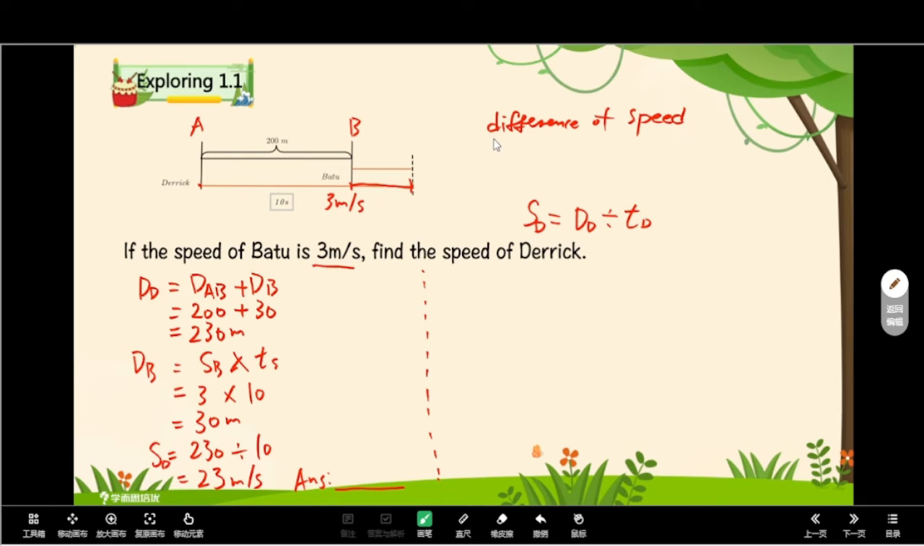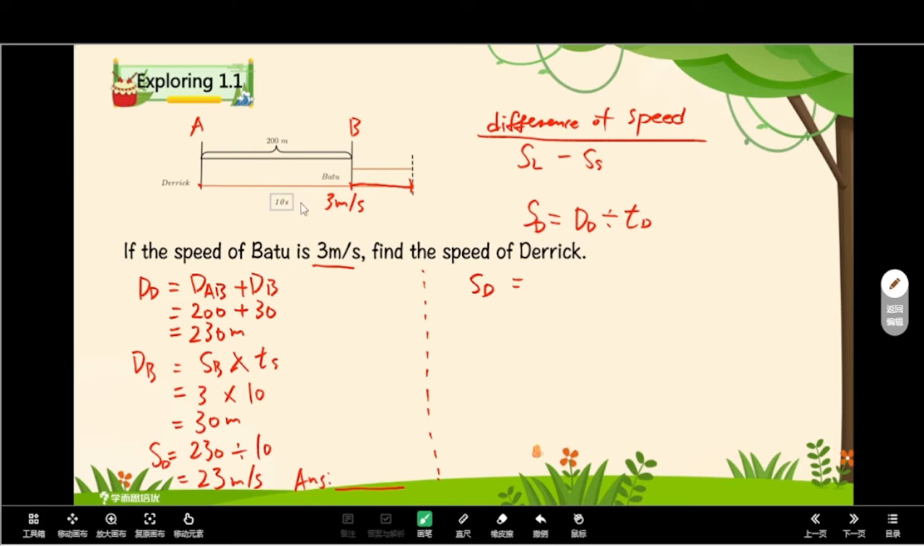And if we need to find out the difference of speed, we usually use the speed of the larger person minus the speed of the smaller person, right? So in this question, if we can know the difference of speed, and we already know the speed of 巴图, which is the smaller speed, so we can find out the speed of Derek, which is the larger speed. So let's try together. What is the difference of speed? We can find out from the diagram.